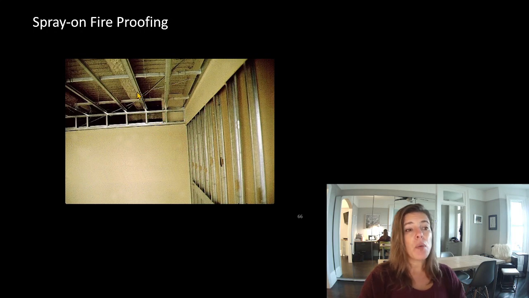Here is another way to protect steel. So I said intumescent paint is what we do when it's exposed. You can spray on fireproofing. If you've ever been in some of the new parking garages that have steel columns in them, rather than the old concrete ones, they will have sprayed it with fireproofing.